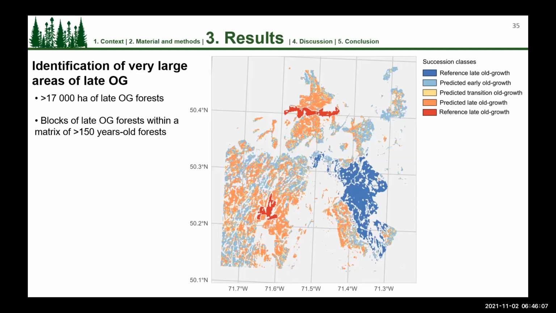Finally, we can see that on this map, there is no block of predicted transition old growth forest. This is because in this case, this class was mostly an interface between early and late old growth forest from different succession stages. So it's not a succession class per se, but seems to be more an interface between forests defined by different disturbance histories.